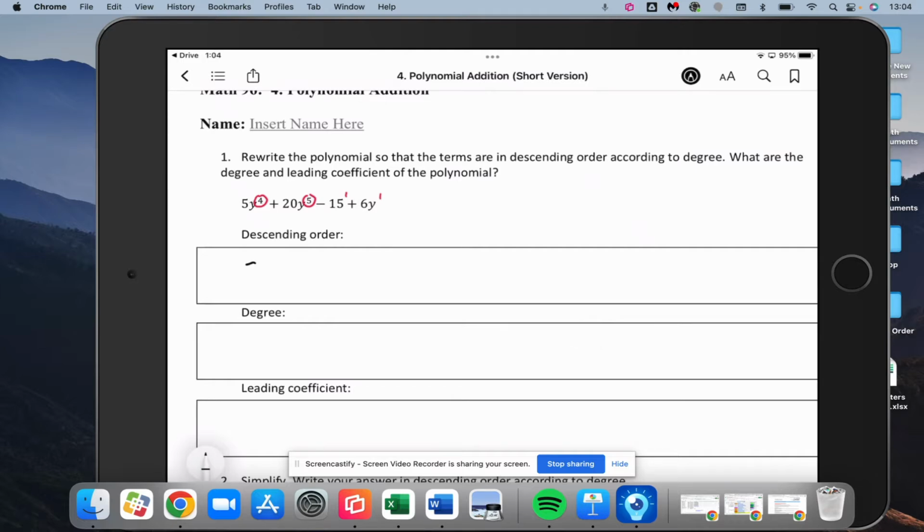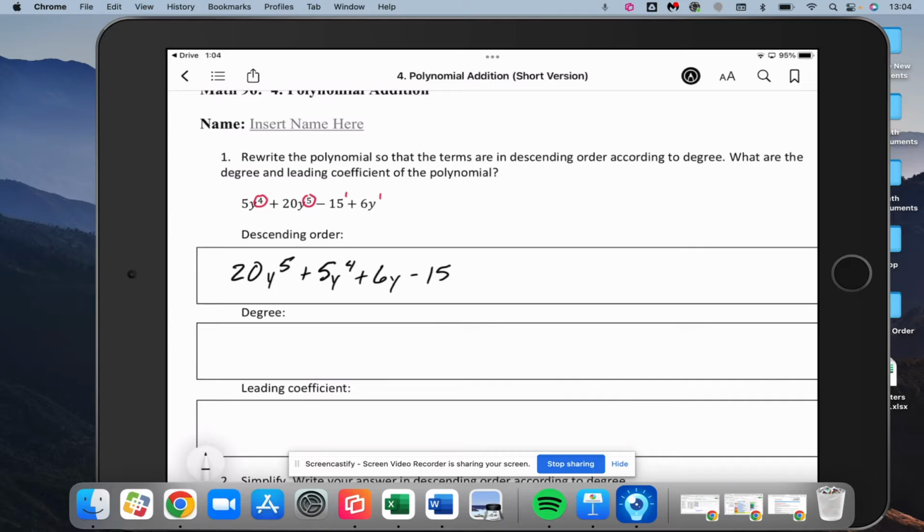And so the highest order is 5y to the, nope, it's not, I missed one. The highest order is that 20y to the fifth, and then plus 5y to the fourth, then plus 6y, and then a negative 15.